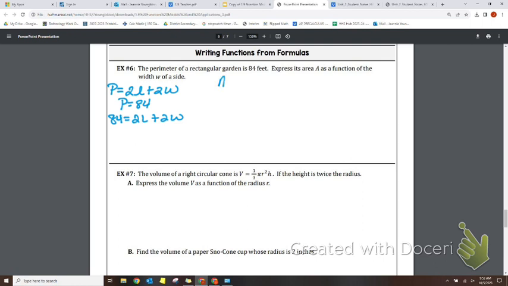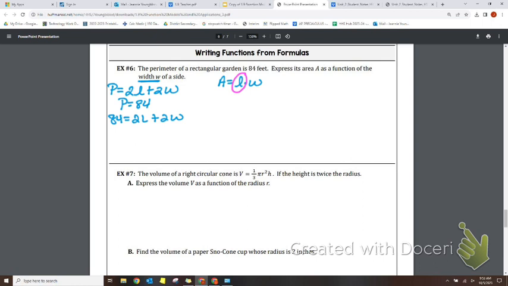So we also know area of a rectangle is length times width. But now it says it wants area as a function of the width. Remember, that means that W is going to be the only variable. So I am going to need to use that other equation to solve for L so that I can plug it into this equation where I only have W as a variable on that one side. So I'm going to go back to that first equation, work a little bit on it.